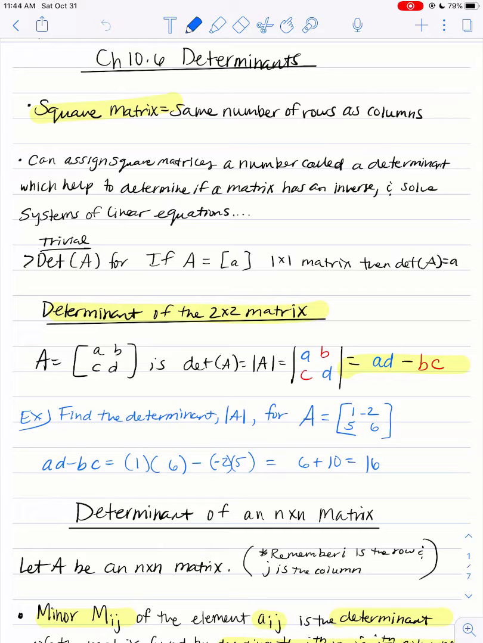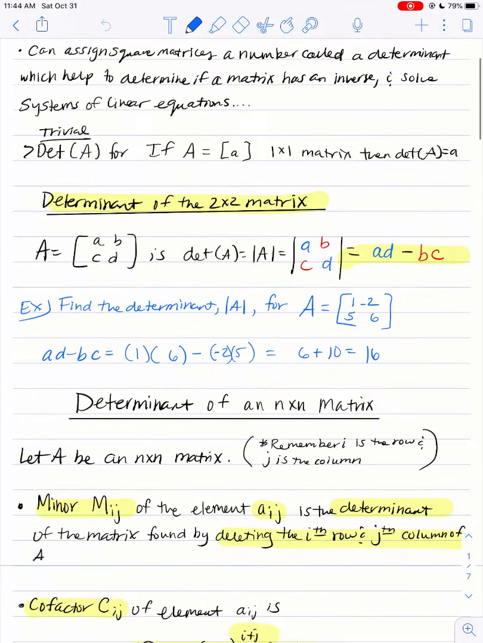Okay, so the trivial determinant. Trivial just means that it's kind of like a given. If we have a determinant of A, where A is just little a, a 1-by-1 matrix basically, then the determinant of A equals a.